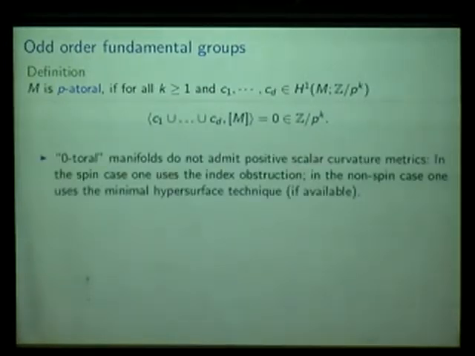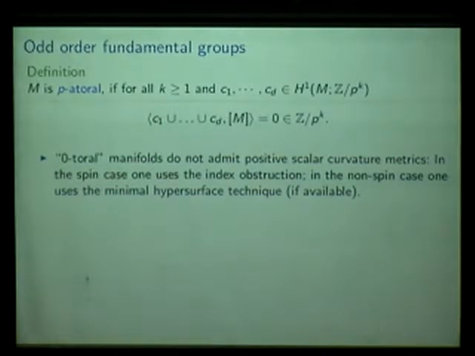So as I said before, this is a certain analog of torality. If you take Z coefficients here instead of finite coefficients, then this means that you find one-dimensional rational classes such that their cup product evaluates non-zero on M. So these are toral manifolds, as we might call them. And they actually do not admit metrics of positive scalar curvature, because then we have an index obstruction in the spin case. And in the non-spin case, we have the minimal hypersurface technique.